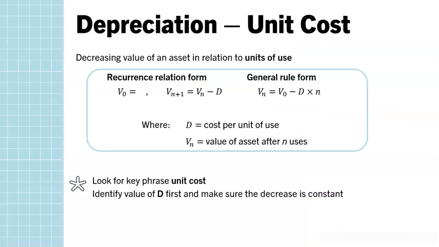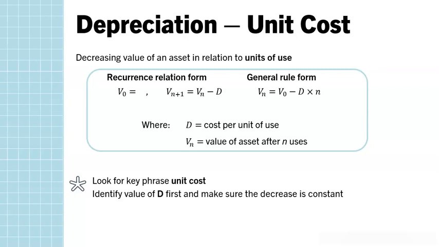Moving now to unit cost depreciation. So we're still talking about the decrease of the value of an asset, but now it's in relation to the units of use. So sometimes that is a machine, and every time it is used, it loses a certain amount of value. Or maybe it's about distance travelled. They're the two common types.